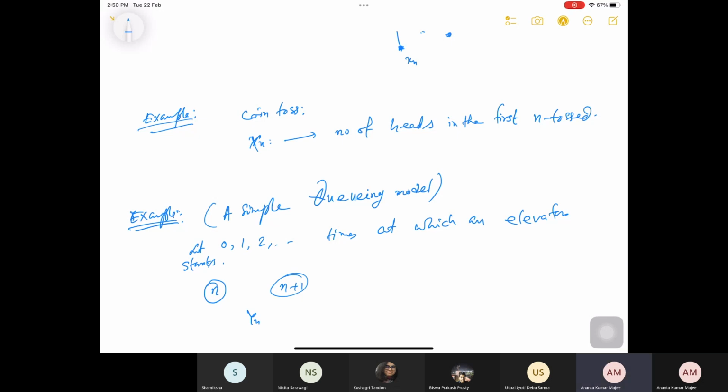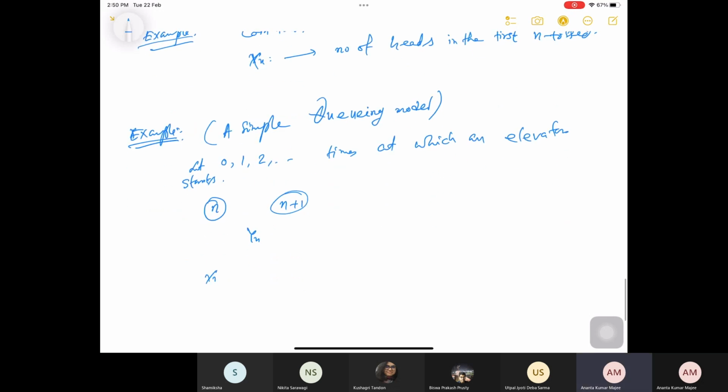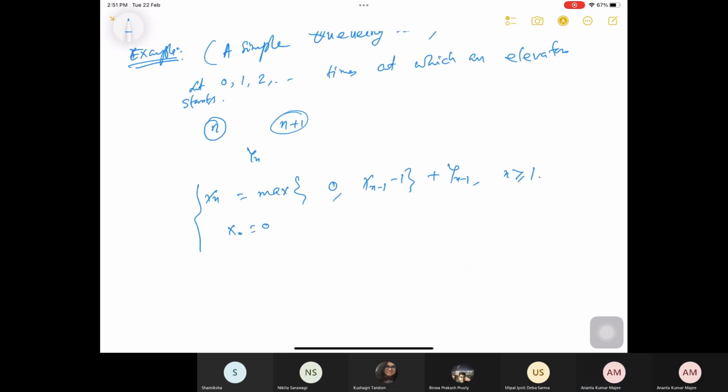So now suppose these yn are independent. Then what will be the queue length? If I denote by xn the queue length, that should be the maximum of 0 and x of n minus 1 minus 1, and then plus y of n minus 1, for n greater than or equal to 1. Okay. And now suppose x of 0 is equal to 0. So xn is basically the queue length before the start of the elevator at time n. This is my xn.